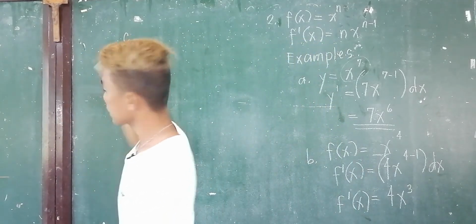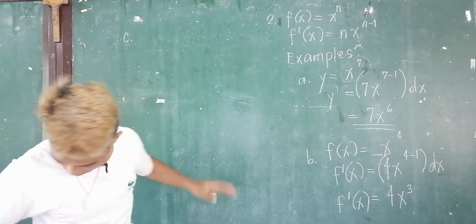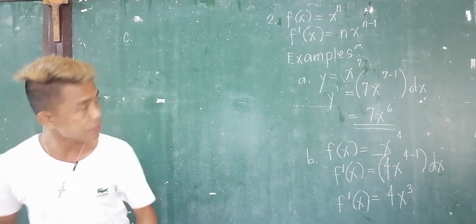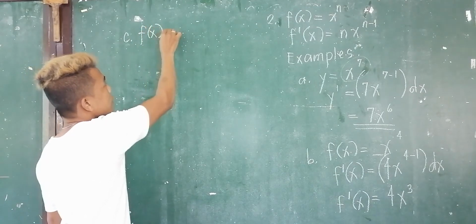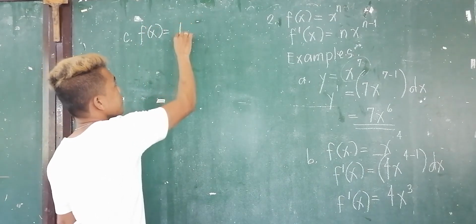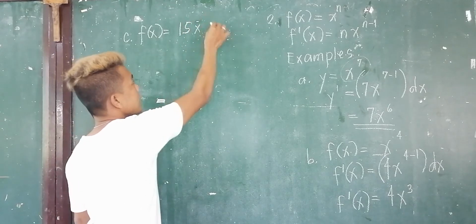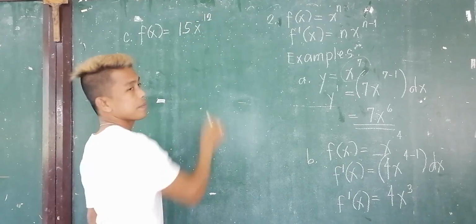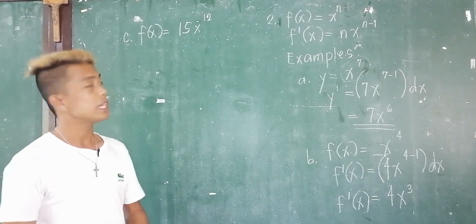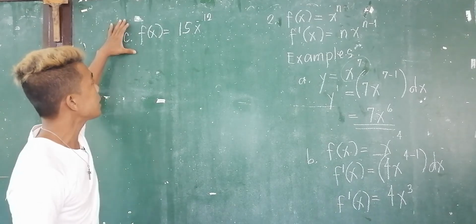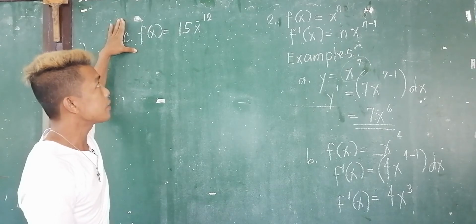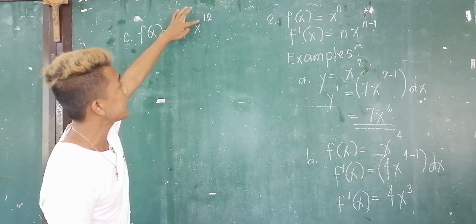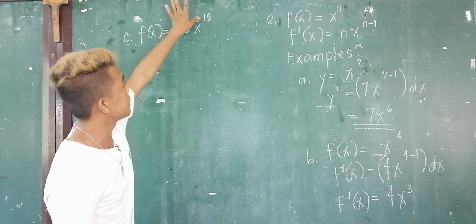Letter C. We have f of x equals 15x raised to 12. We will find the derivative of the function f of x is equal to 15x raised to positive 12.